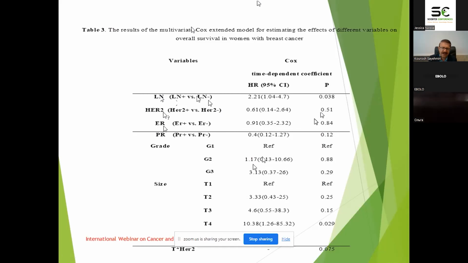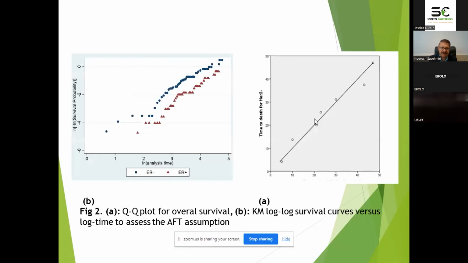And it shows we can predict survival times with fewer variables. And here I show the QQ plot for overall survival, and it shows the graph we use to choose the best model.